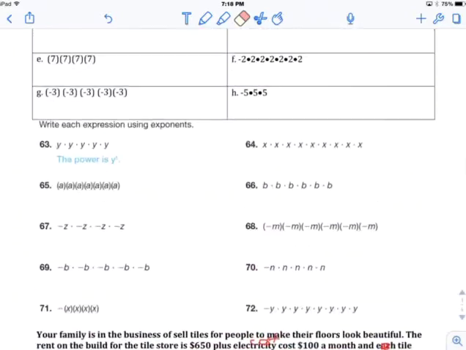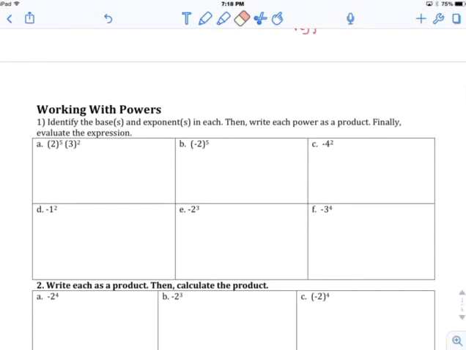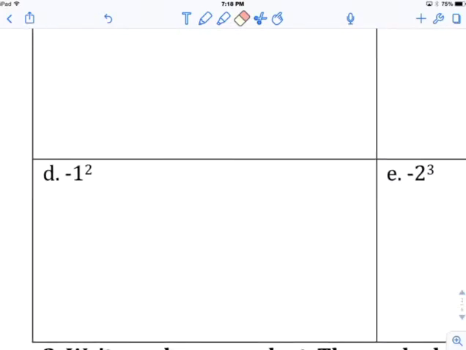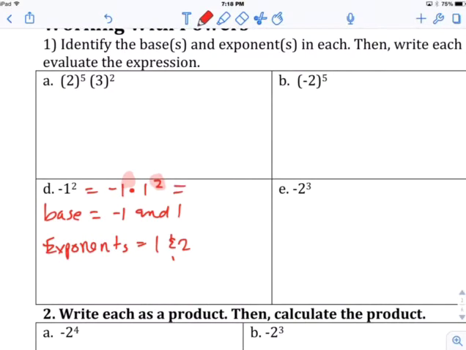All right, and these we did in class, so I'm not worried. I explained all the other ones. I hope you understand what that negative means. This means negative 1 times 1 squared. So the base is negative 1 and 1. The exponents are the invisible 1 here and 2 there. And your answer here is negative 1.